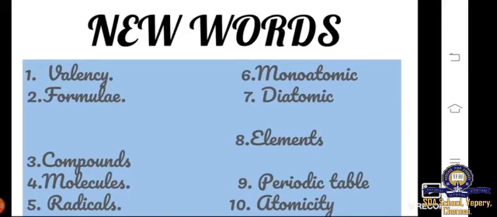That's all, children. This lesson is over. You can note down the new words. The first one is valency, formulae, compounds, molecules, radicals, monoatomic or diatomic elements, periodic table and atomicity. You just mark them and keep them with your book. Once I complete this lesson in the Zoom class, I'll mark and give you the question answers, then you can start writing.